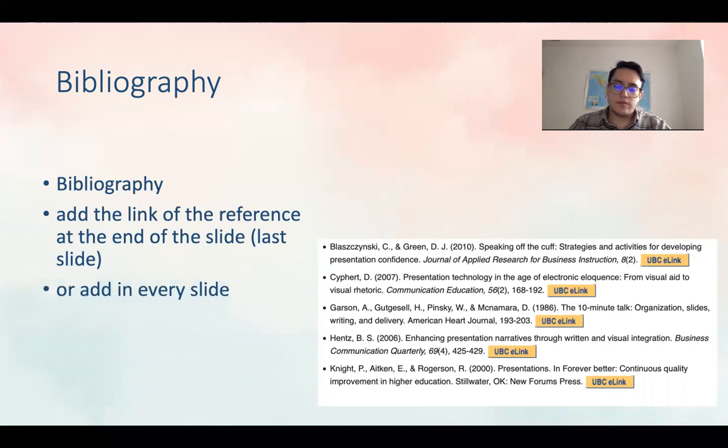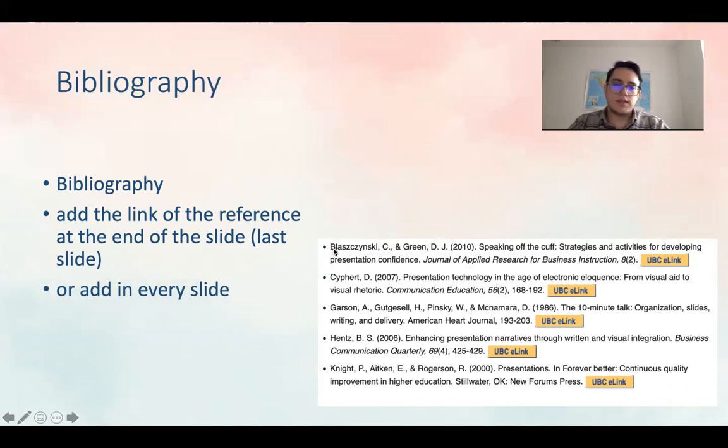So when you have a picture, for example, you should write down the source. Where did you download it from? Was it Pinterest? Was it Google? Was it a website? Was it a book? Where did you get it from? Also the same for the information. You should give information. Who's the writer? What year was it? You can see here.